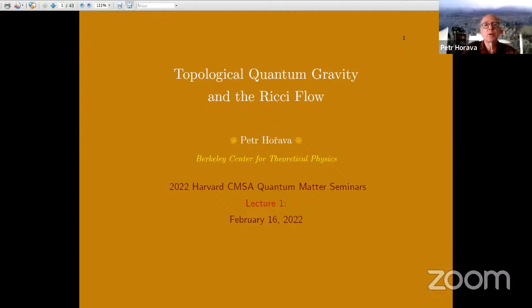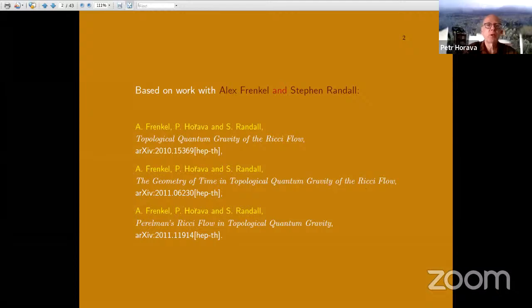So the topic is going to be our recent work on topological quantum gravity of the Ricci flow. And that's an attempt to connect three different areas of physics and math. It's based on my work with my former undergraduate student, Alex Frenkel, who is now a graduate student at Stanford, and Stephen Randall, my former graduate student. It's based on three papers listed here, published a year and a half ago.